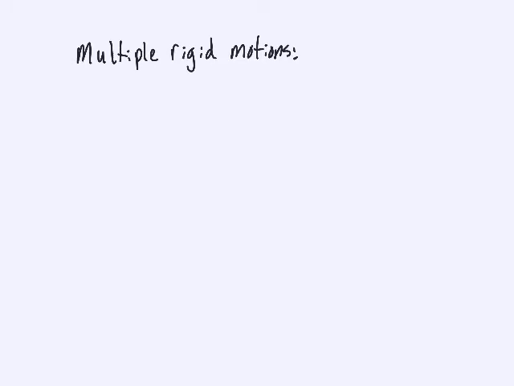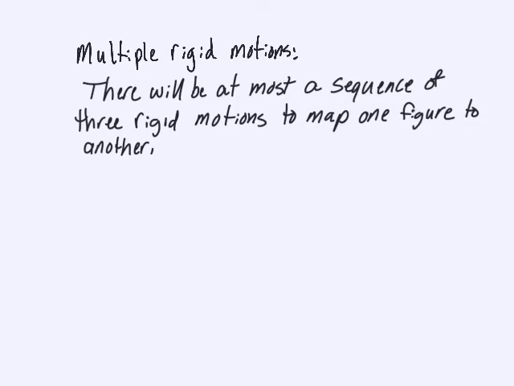So those examples were using a single rigid motion, but remember, we can also use multiple rigid motions. And when there are multiple rigid motions, remember again that there can be at most a sequence of three, one of each type, to map one congruent figure to another. So here's a couple of tips to figure out how to do this. I would translate first, so you map a point to its corresponding point.